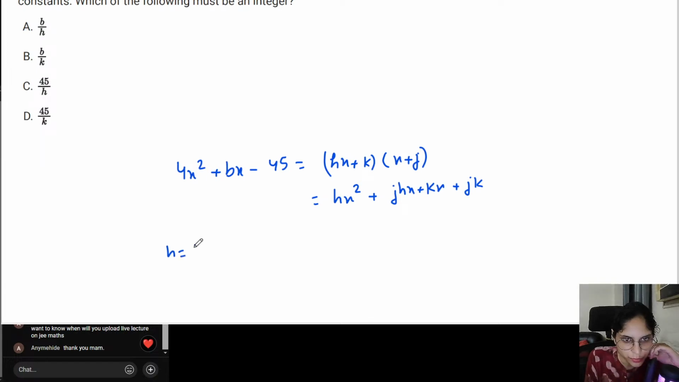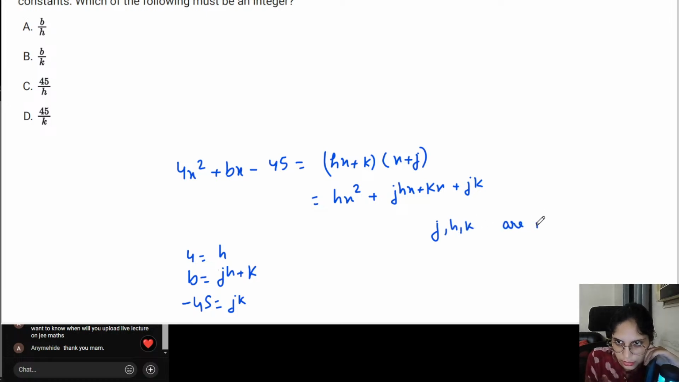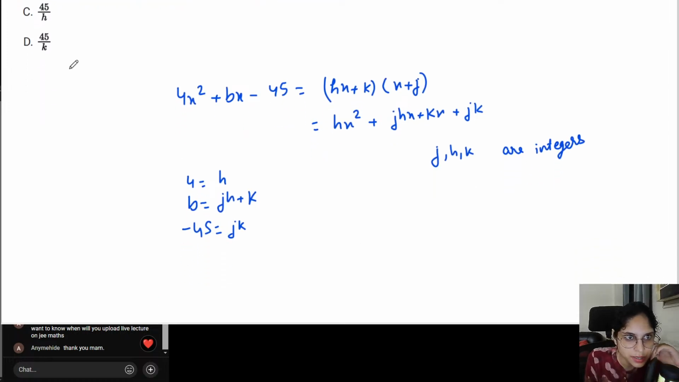So from there, h is going to be 4, b is going to be jh plus k, and jk is, okay, I should write these ones first. 4 is equal to h, b is equal to jh plus k because we have to take all the coefficients of x, and negative 45 is equal to jk. Now they've given us that j, h and k are integers. So for this type of question, I will always use this because I can see there is 45 over k, 45 over j.